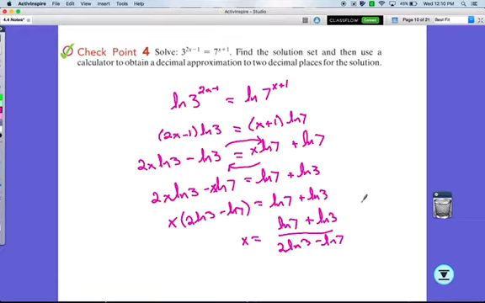All right, just have to take some practice on those. Take a little while. But again, natural log in front, bring down the powers as parentheses, distribute, collect x's to the left, other terms to the right, factor out the x, divide the parentheses over.